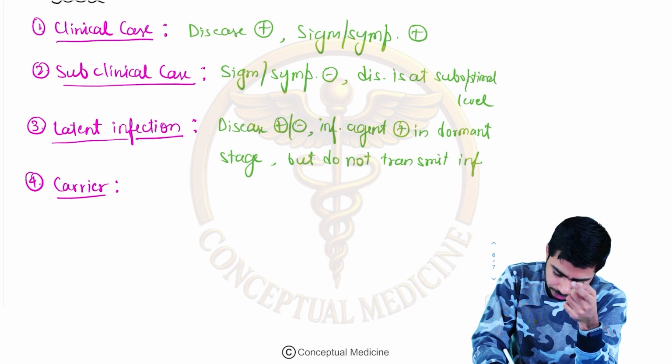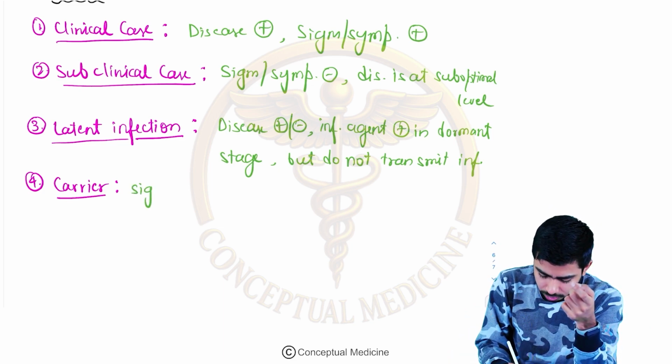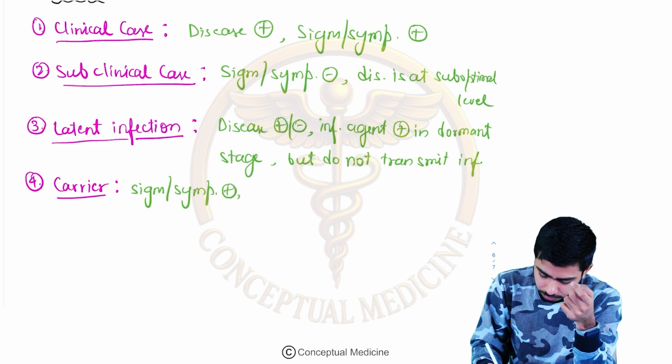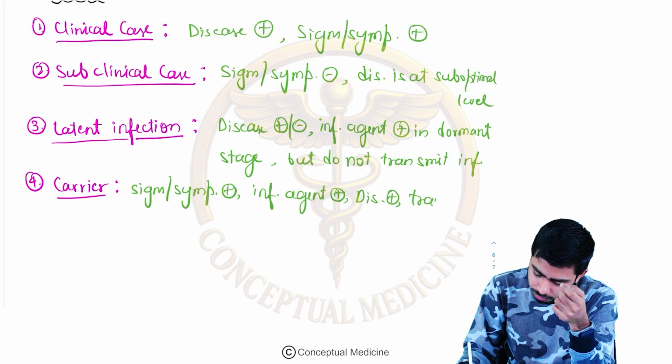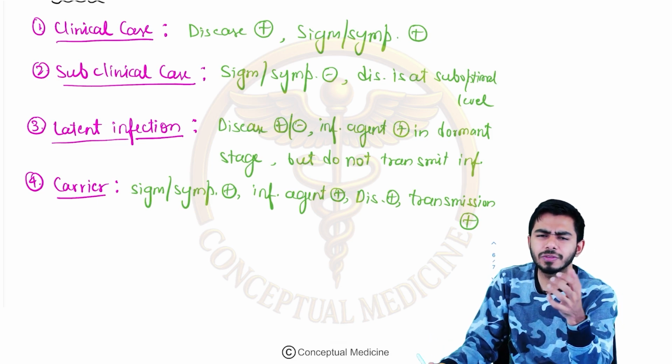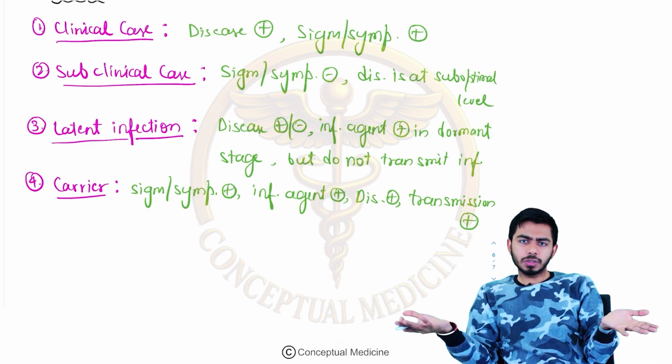So let me write it as well. Here the person is not having the signs or symptoms, but the infective agent is actually present in this body. The disease is also present in this body and it can transmit as well. So transmission can also be seen in these persons. So they are kind of dangerous, right? They will not show the signs or symptoms.